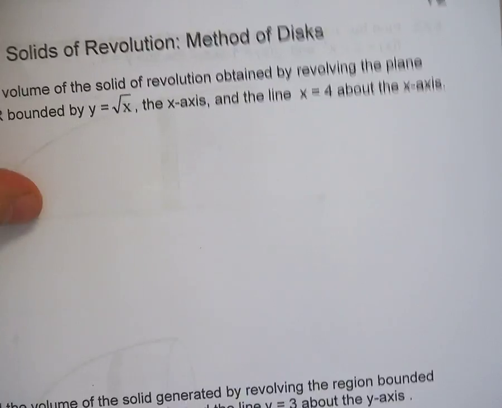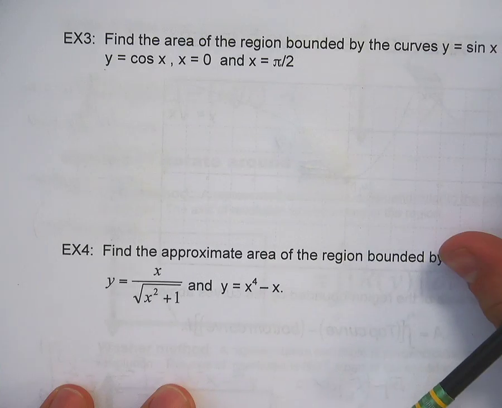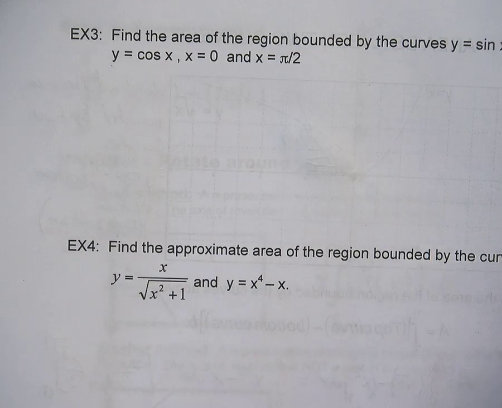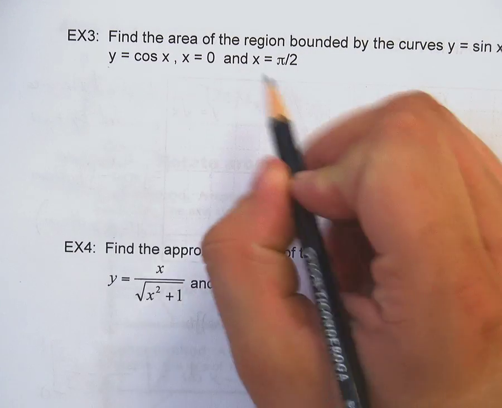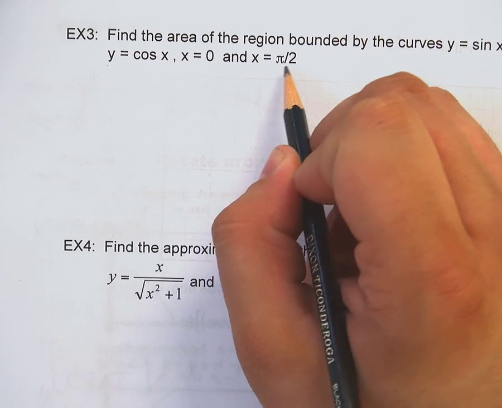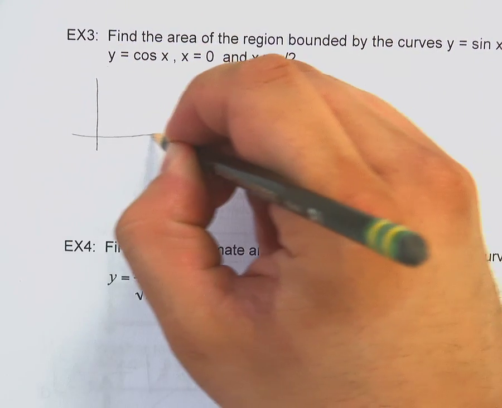All right, so the rest of these are really just setting up different scenarios, and there's one more kind of weird situation we're going to talk about. Example number 3 says, find the region bounded by the curves y equals sine x and cosine x, x equals 0, and x equals pi over 2. So let's start by graphing.